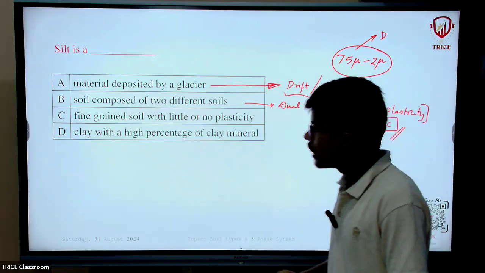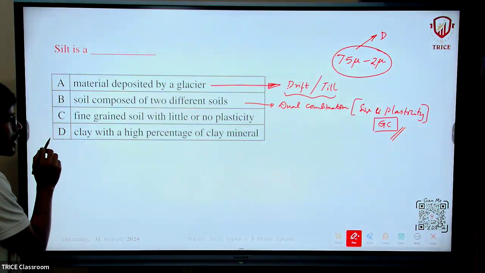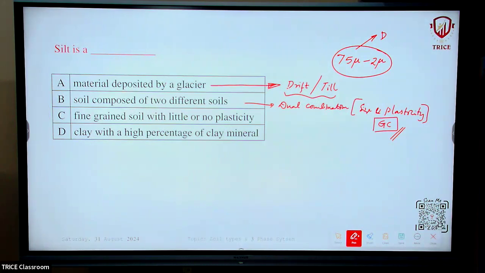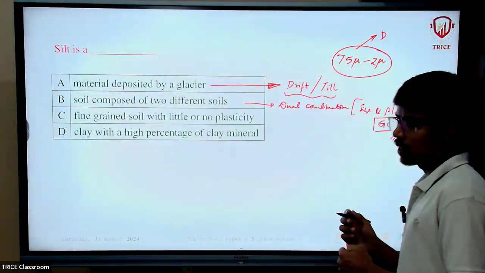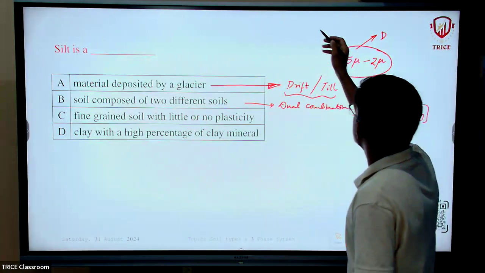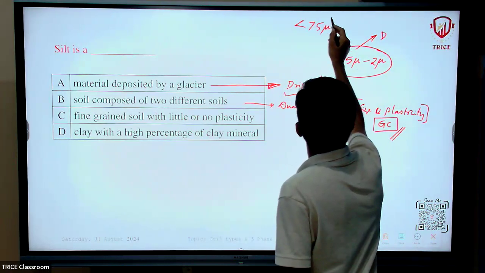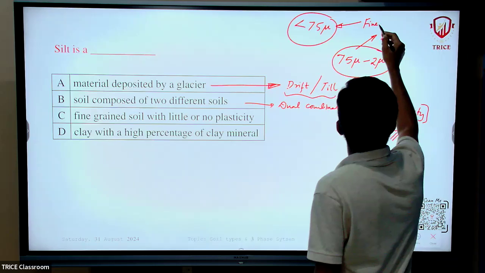The next one, option 3: fine grained soil with little or no plasticity. When you say fine grained soils, it is nothing but soil whose particle size is less than 75 micron. We call that fine grained soil.